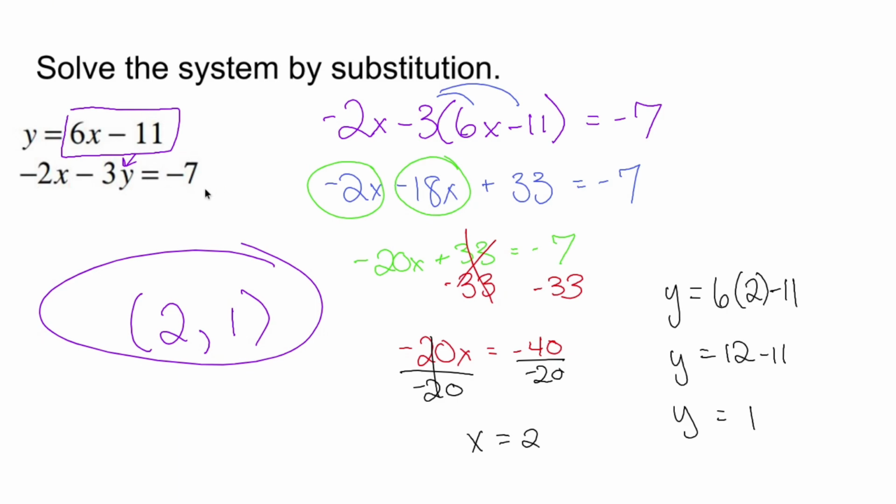If you watched my videos on graphing, what we would normally have done is graph both of these and find out where they intersect. Well, I don't want to graph something with a y-intercept of negative 11, and I don't want to graph something that's not even close to being slope-intercept form. So substitution is a way that we could use to get our point, and our point in this case is 2, 1. Not the easiest thing in the world, but that's how you do it.